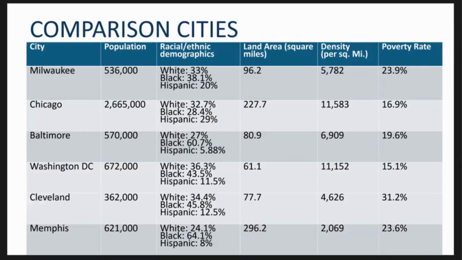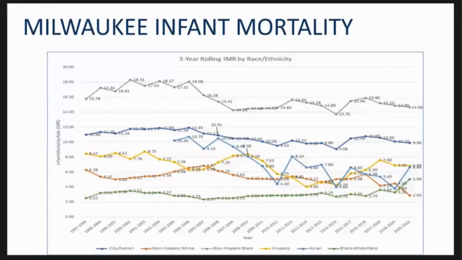And so I came up with Milwaukee, Chicago, it's our larger Midwestern neighbor. Baltimore is actually surprisingly similar to Milwaukee in a handful of ways. Washington, D.C., Cleveland, and Memphis. So we've got a little bit of outside the Midwest, mostly inside the Midwest, just to see how we stack up against some other ones.